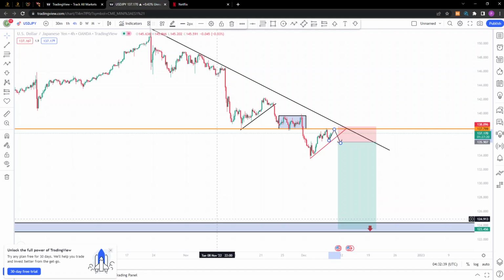Waiting for the break. You keep it simple, right? Two trees, three solid rows, waiting for the break of my counter trend line.